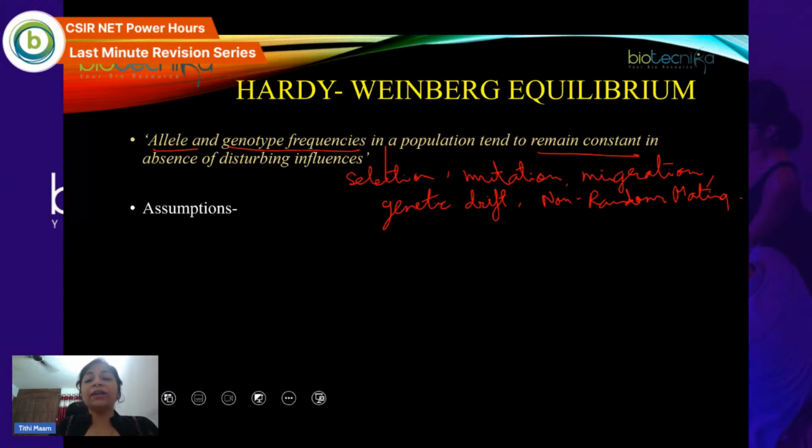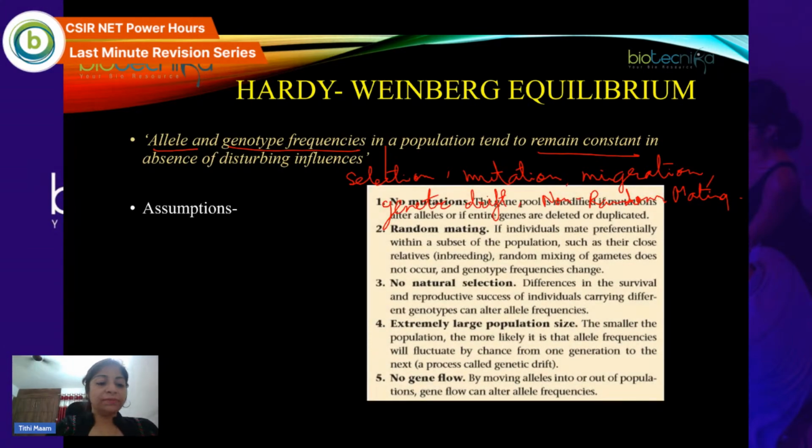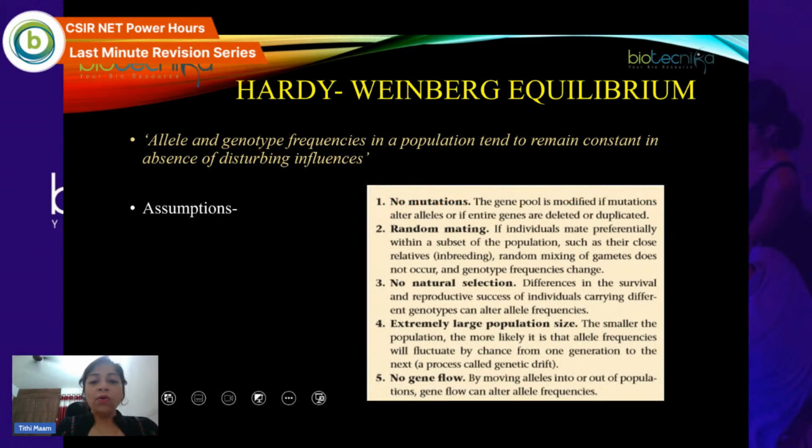Here we are saying Hardy-Weinberg equilibrium says that it is not going to change. So why is it not going to change? Because the disturbing influences are absent. If we are saying that a population is in Hardy-Weinberg equilibrium, it means it has the same allele and genotype frequency. So that means there is no mutation, there is no migration, there is no natural selection.